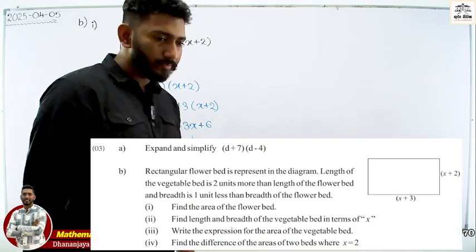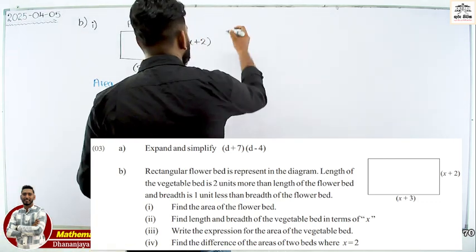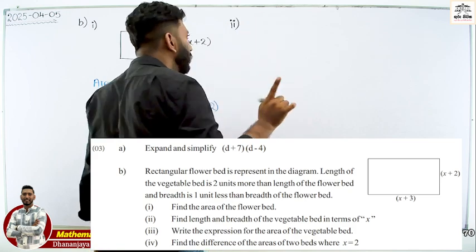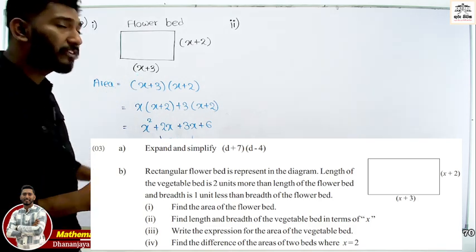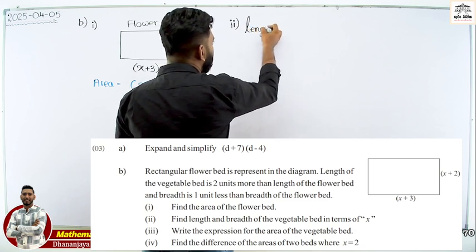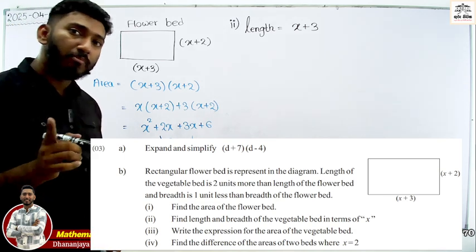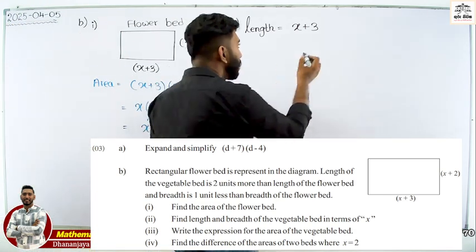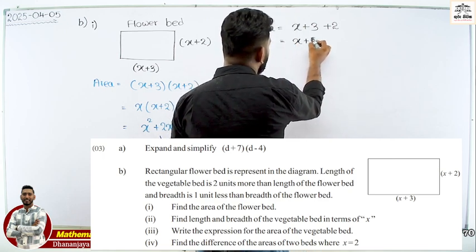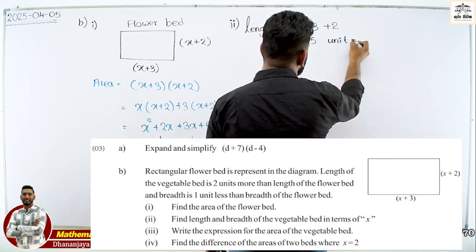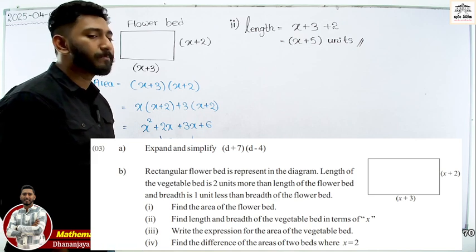Now find the length and breadth of the vegetable bed in terms of x. Now listen. It is 2 units more than the length of the flower bed. The flower bed length becomes x plus 3. Therefore, x plus 3 is the length of the flower bed, and 2 units more than it. Therefore, you need to add 2 here. Then the answer becomes x plus 5 units. Everyone understood? That's easy, right?